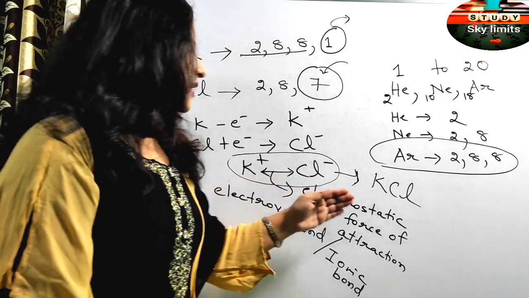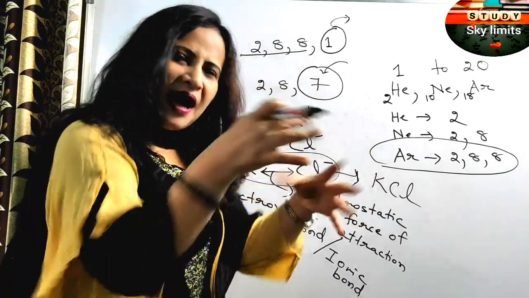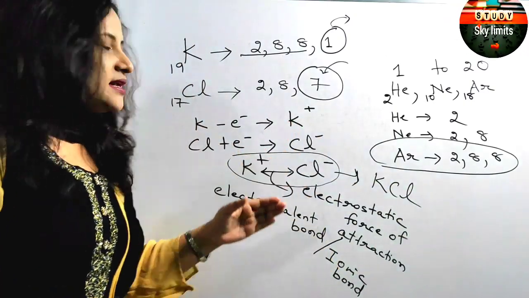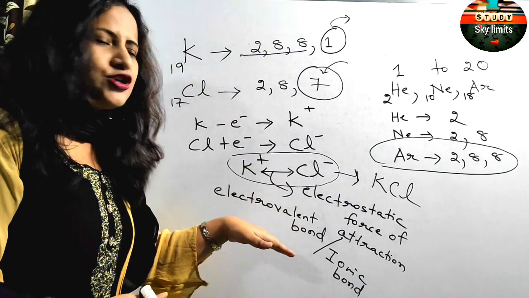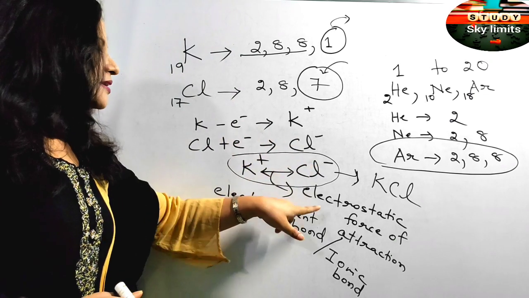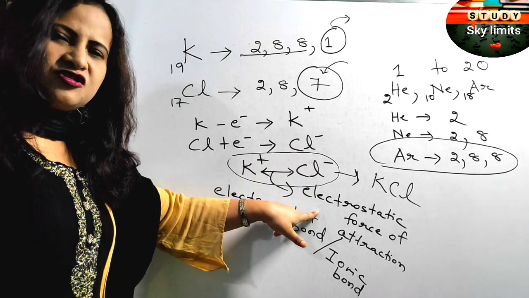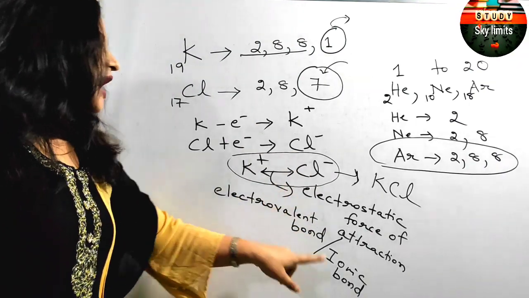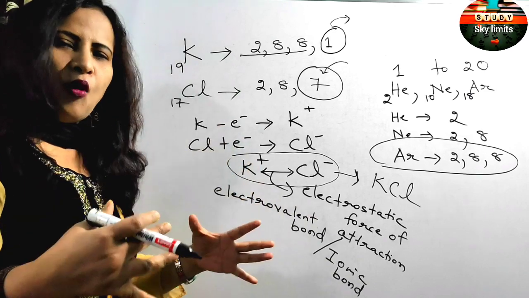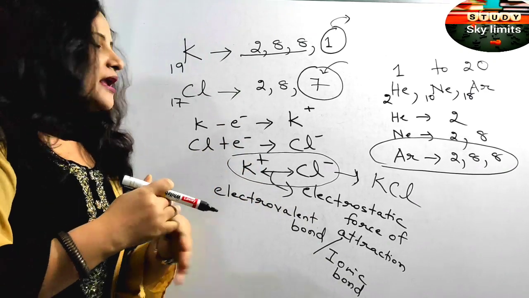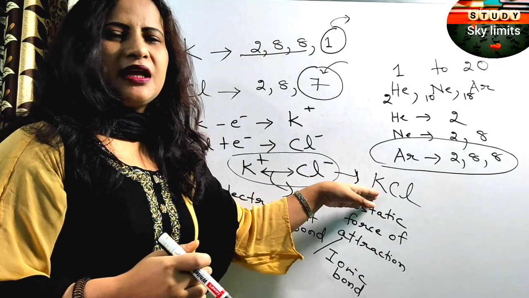So we have read that atoms combine chemically to form molecules. And what is the reason behind their chemical combination? The opposite charge between them results in electrostatic force of attraction, and this electrostatic force of attraction results in the formation of the ionic bond or the electrovalent bond that holds these two different atoms together, giving rise to a molecule.